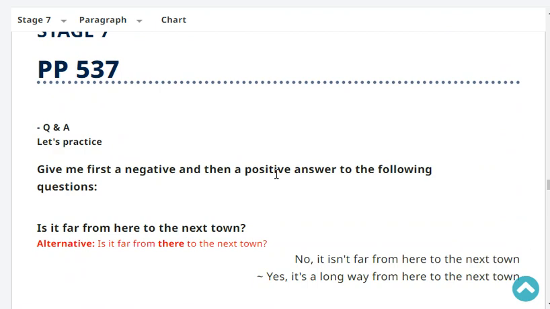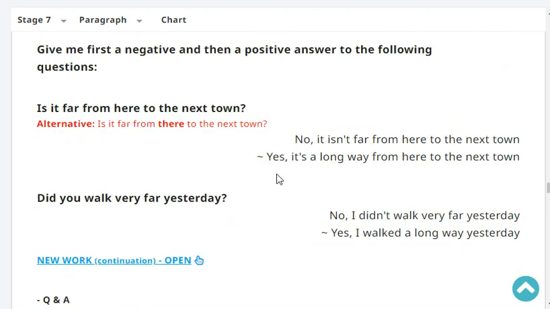Okay. Give me first a negative and then a positive answer to the following question. Okay, here we go. Number one. Is it far from here to the next town? No, it isn't far from here to the next town. Yes, it's a long way from here to the next town.